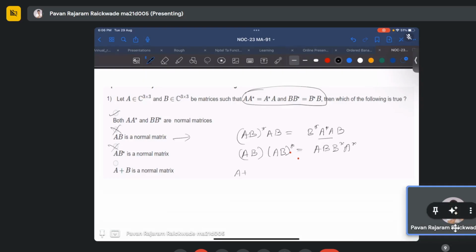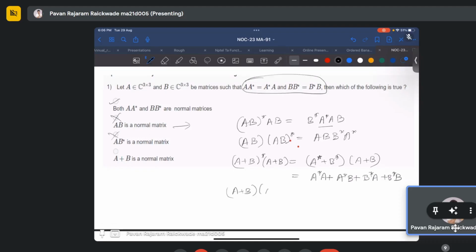What about A plus B? Star operation is additive, so you get A star plus B star times A plus B: A star A plus A star B plus B star A plus B star B. Now if I do A plus B times A plus B star, you can put this star inside. So you get A A star plus A B star plus B A star plus B B star. So this and this are the same because A and B are normal, but we can't guarantee these to be the same. Hence, the fourth option is true only if we have the additional condition that A B star and A star B commute. The only correct option is option number 1.